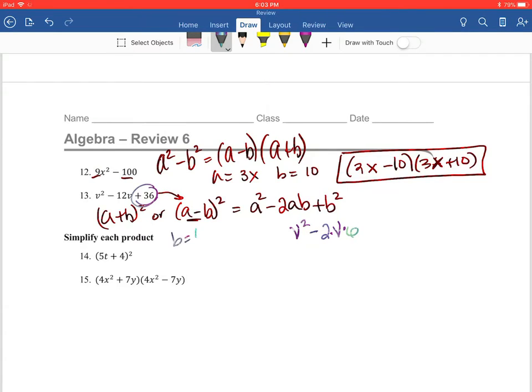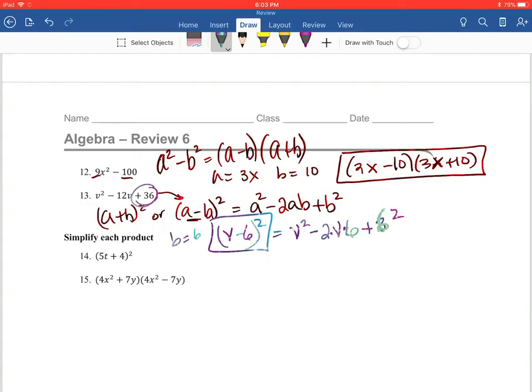So my b value is equal to 6. So then that's going to be 2 times v times 6 plus my b value, which is 36, or 6 squared. Okay, that's going to be equal to v minus 6 squared. So as you can see, this is our answer for the two factors.